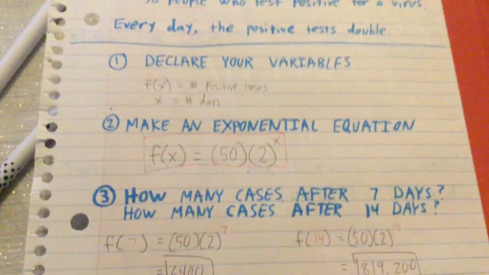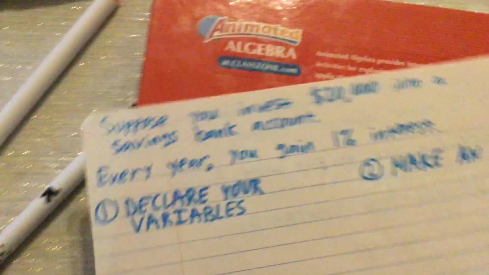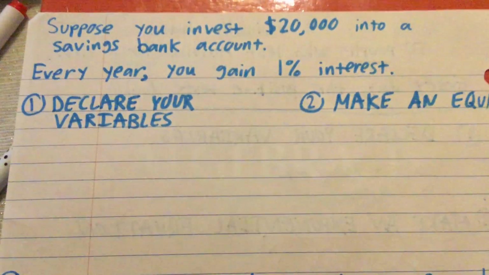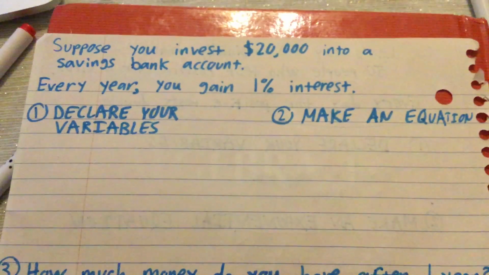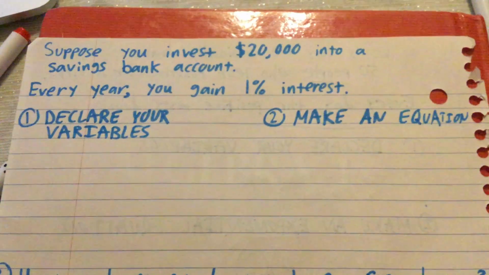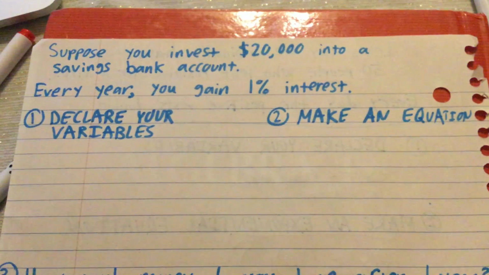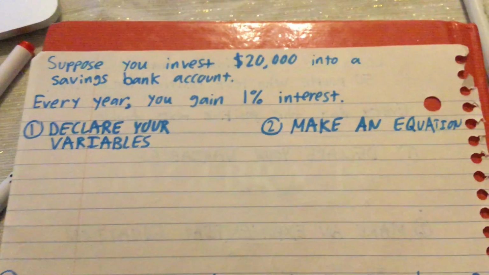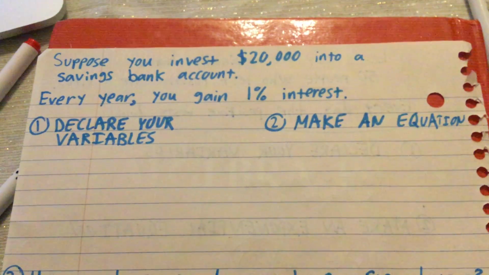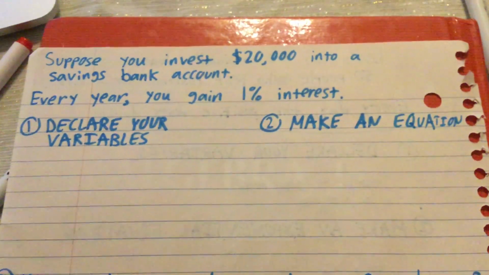Anyway, moving on to the second word problem. So let's keep it on a happy topic. Sorry, guys. So suppose that you put $20,000 into a savings account, and I'm being generous. Every year, your bank account gains 1% interest. Let's declare our variables, and then let's make an equation out of it.